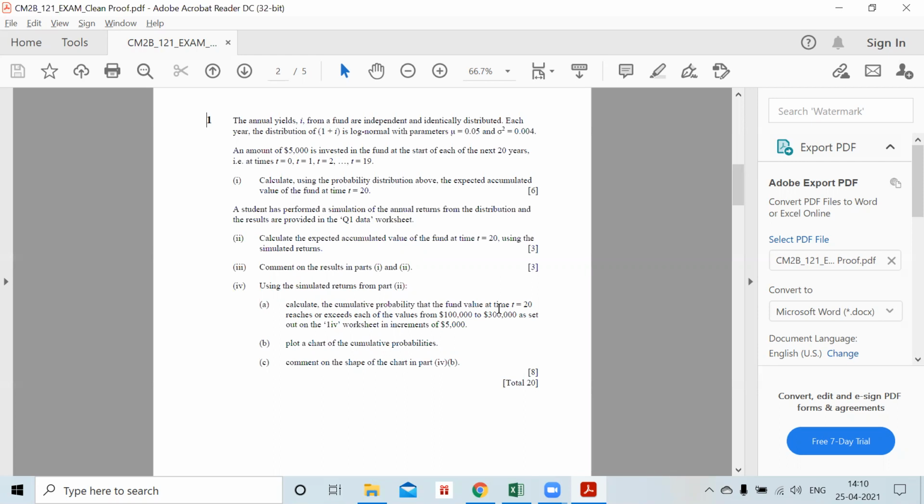Chapter 5. So they say annual yields i from a fund are independently and identically distributed. Each year the distribution of 1 plus i is log normal with parameters mu and sigma square. An amount of 5,000 is invested in the fund at the start of each of the next 20 years at times t equals 0 to 19. You calculate, using the probability distribution above, the expected accumulated value of the fund at time t equals 20.